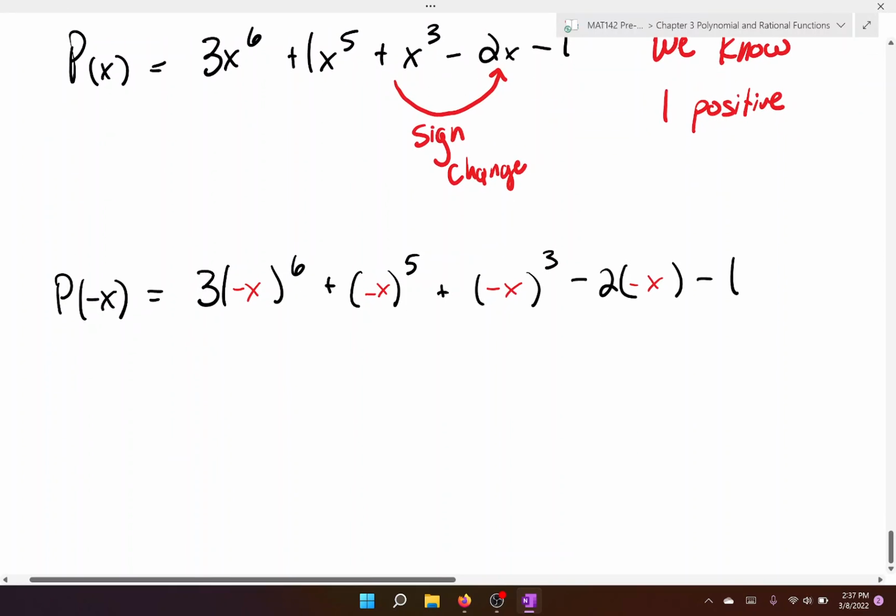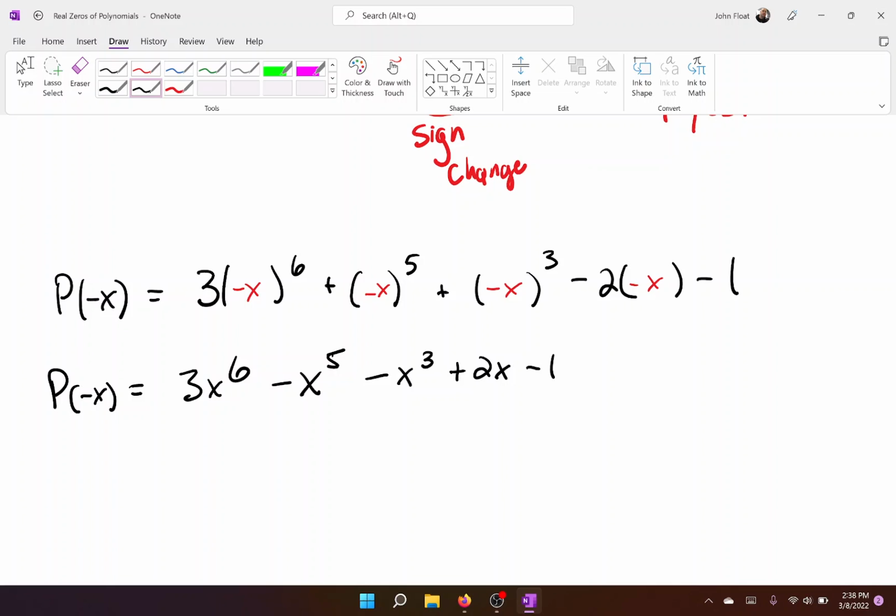So p of negative x is going to equal, well, a negative to the 6th power, regardless of what that number is, is always going to be positive. Now, a negative to the 5th power, remember the negative is inside the parentheses, and when the exponent is odd, it's going to be negative. So we get minus x to the 5th. Same thing happens with minus x to the 3rd. Then we're going to have plus 2x minus 1, okay?